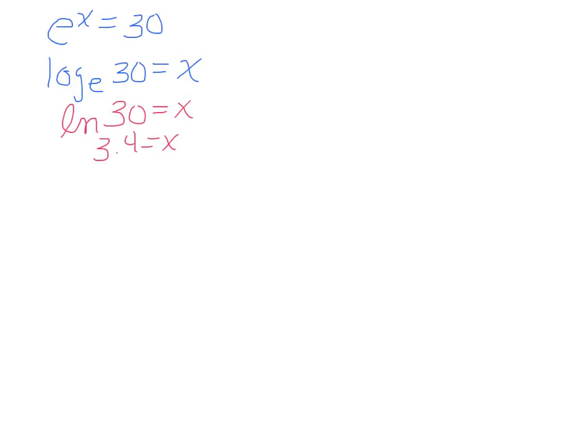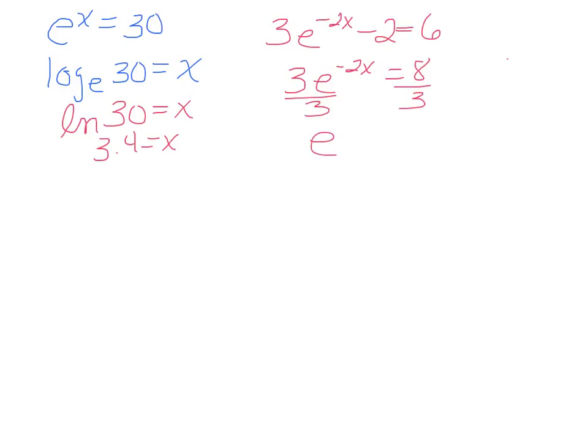base e. All right, what if I have 3 times e raised to the negative 2x minus 2 equals 6? All right, I have an exponential. I need to get the base and the exponent isolated. So the base is e and the exponent is negative 2x. So I'm going to add 2 to both sides. So I have 3 times e to the negative 2x equals 8. I'm going to divide each side by 3. I'm going to get e raised to the negative 2x equals 8/3.